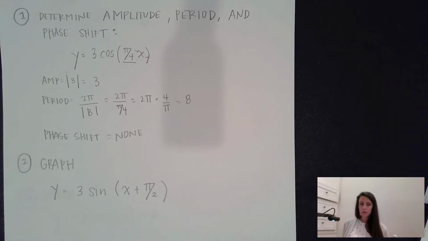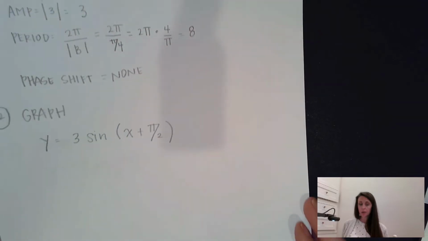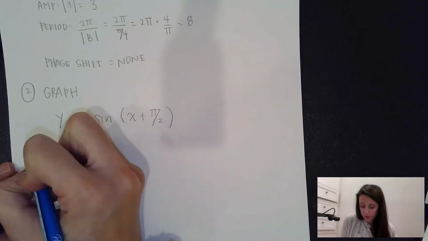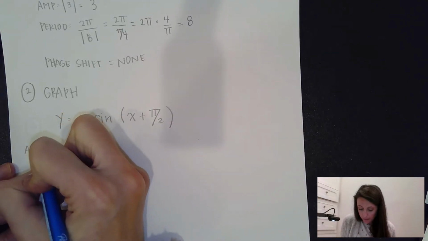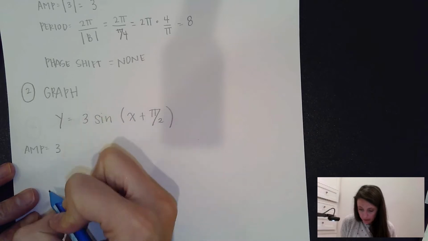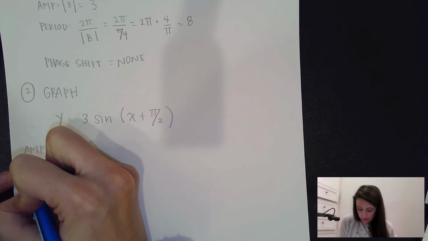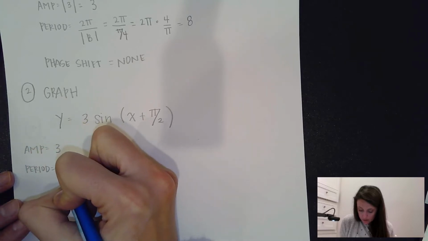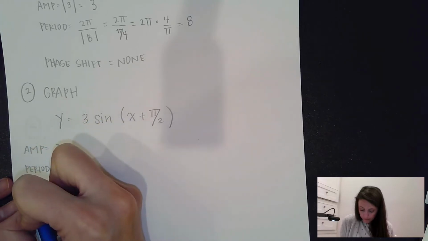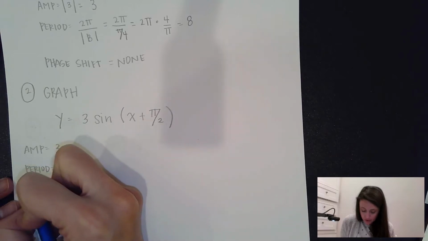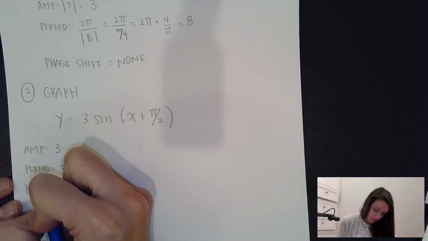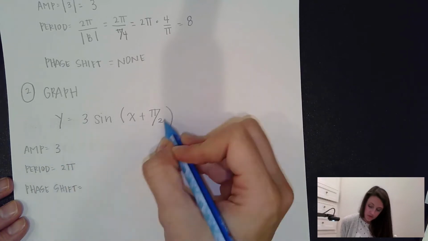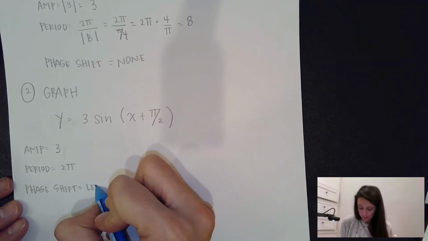Okay, all right, so for the second one down here, I want you to graph. So it says y equals 3 sine of x plus pi over 2. The same thing is going to happen here. We can find the amplitude, which is going to be 3. The period is just going to be 2 pi. But I have a phase shift of shifting left pi over 2.